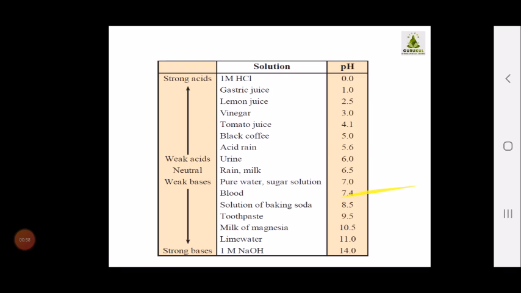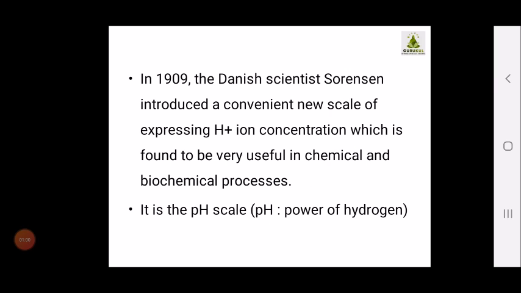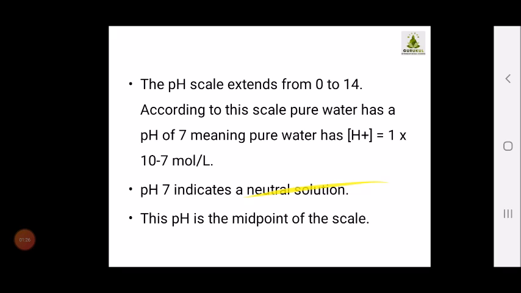substance till 14. Now in 1909, the Danish scientist Sorensen introduced a convenient new scale of expressing H plus ion concentration, which is found to be very useful in chemical and biochemical processes. That procedure today we are calling the pH scale, and pH is known as the power of hydrogen. pH is the short form of power of hydrogen.